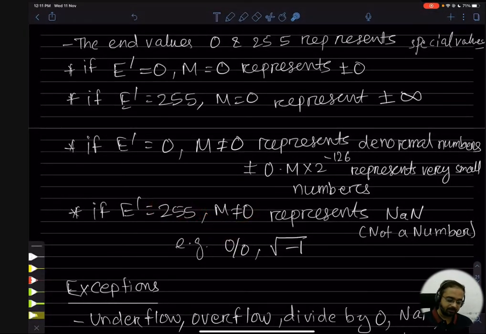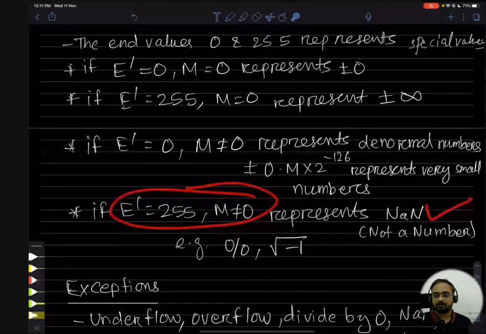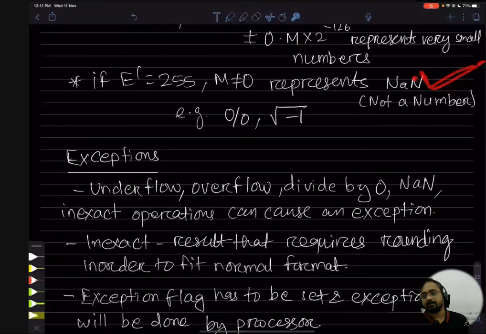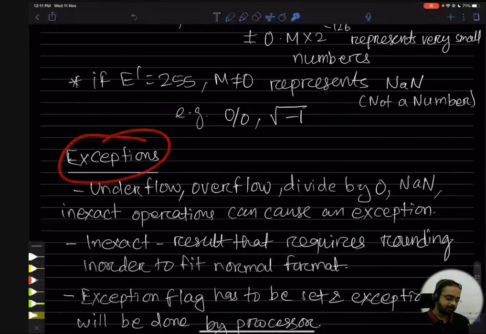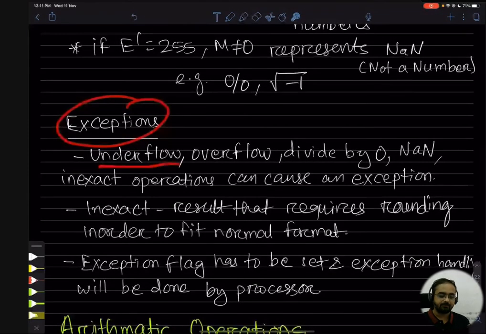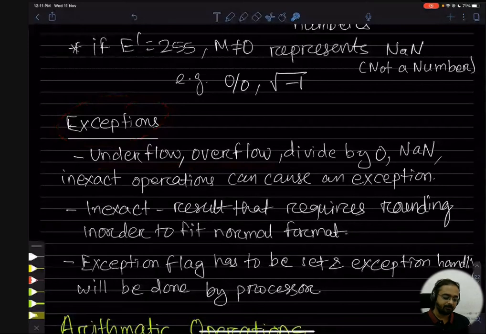Then from that you can see that if this type of condition is coming, we will know that the program has encountered one exception. This not a number is an exception. Okay, what is an exception? Exception can be of any type. It is like an underflow or overflow. What is underflow and overflow?